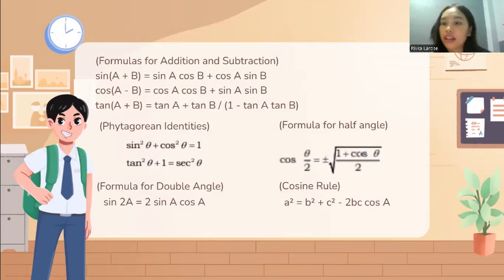Trigonometry is not limited to just right angle triangles. It also extends to the unit circle, where angles are measured in degrees or radians. The unit circle helps us define trigonometric functions for any angle, not just those in a triangle. In addition, trigonometry plays a key role in wave functions, periodic motion like sound and light waves, and even electrical engineering.